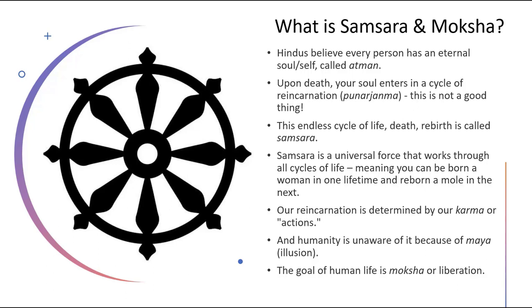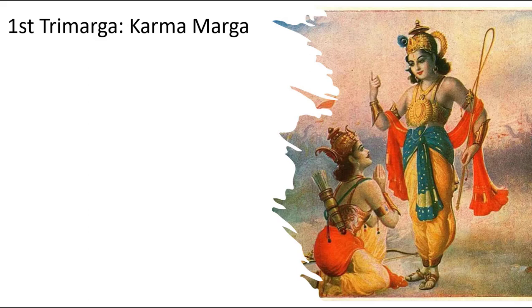So how do we do it? How do we achieve liberation? Well, how we do it is to follow the path. Within Hinduism, there are multiple paths, but for us, we're going to talk primarily about the three paths, the three paths of the Trimarga.